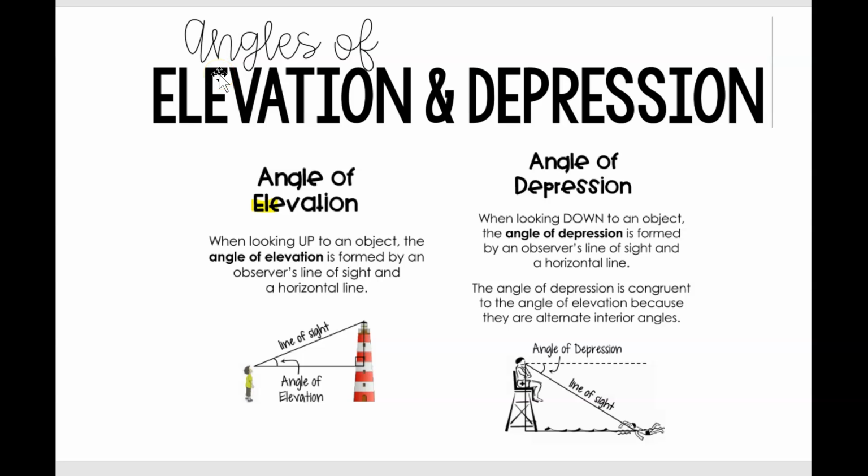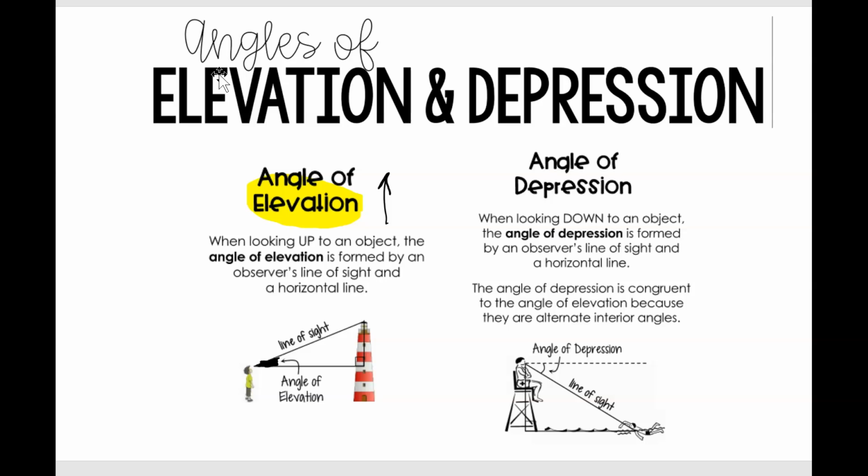So an angle of elevation is formed by an observer's line of sight and a horizontal line. So in other words, picture standing on the ground and looking up at something. When you elevate something, you go up. So you are standing on the ground and you're looking up. So this right here is your angle of elevation.